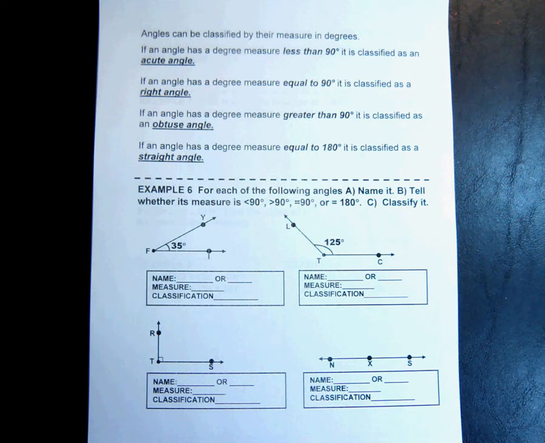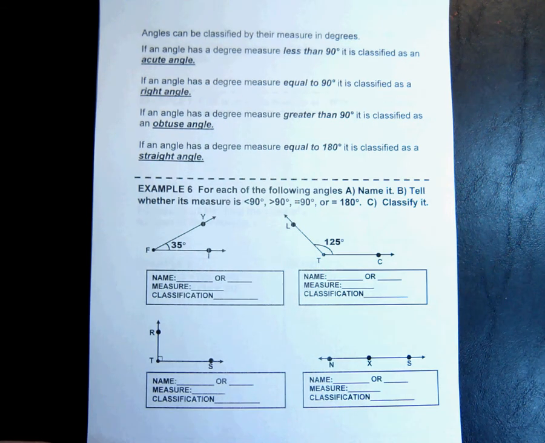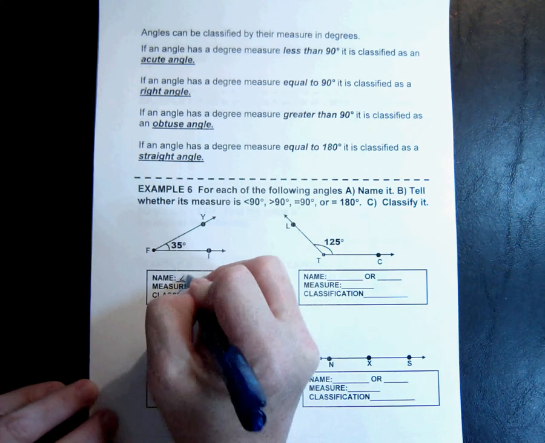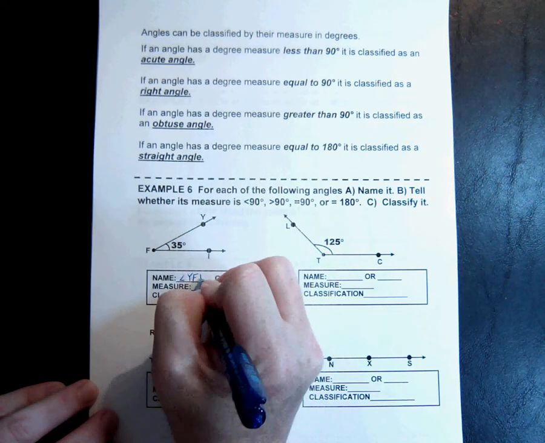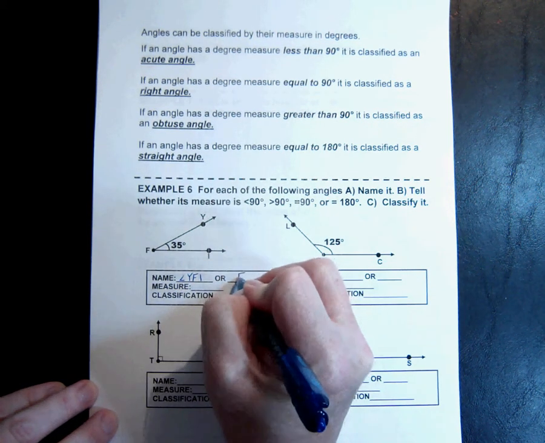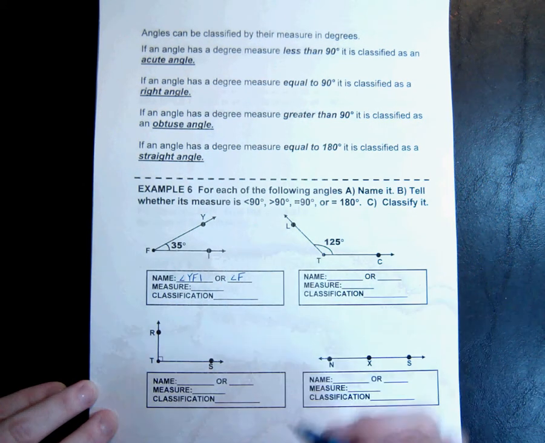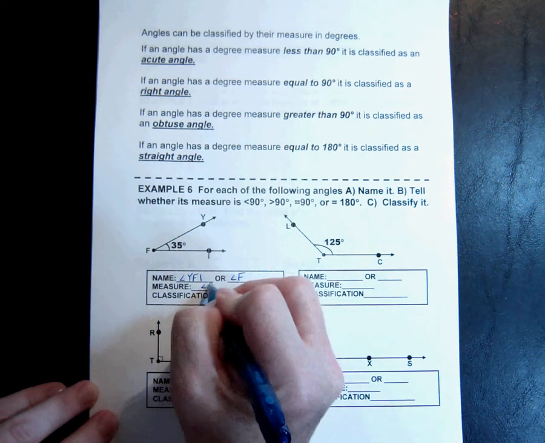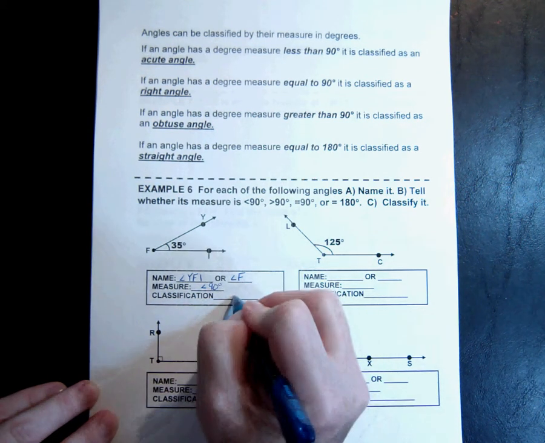So let's look at example 6. For each of the following angles, they want you to name it, then tell whether it measures less than 90, greater than 90, or equal to 90, or if it's equal to 180. And then we'll classify it by what it looks like. Okay, look at the first one. It's 35 degrees, and if we were to name this, you could name it angle YFI, or name it by its vertex, angle F. This is less than 90 degrees, so it would be an acute angle.